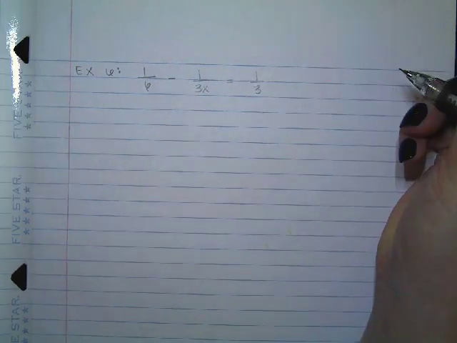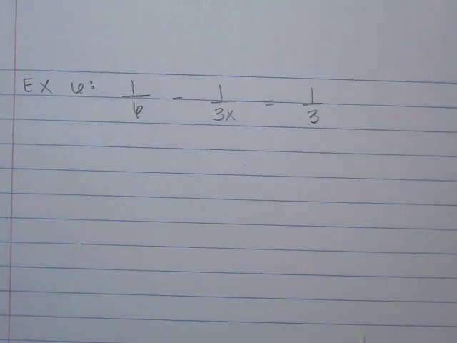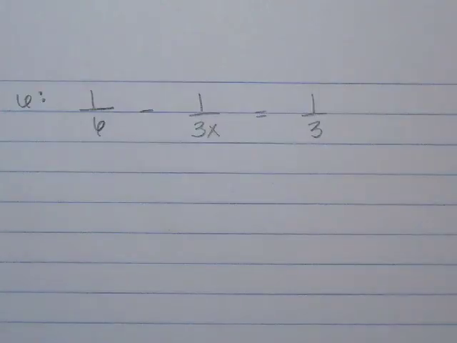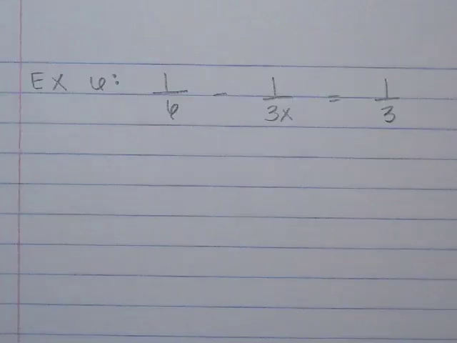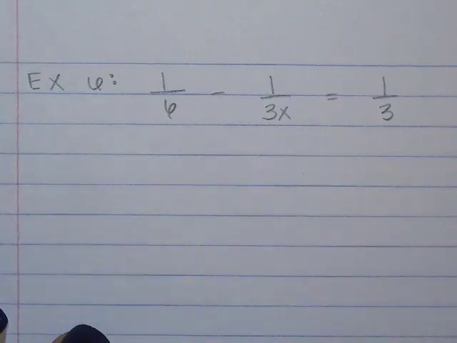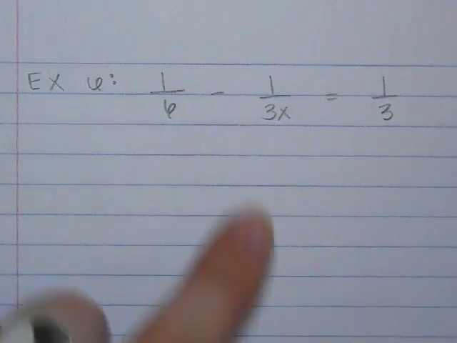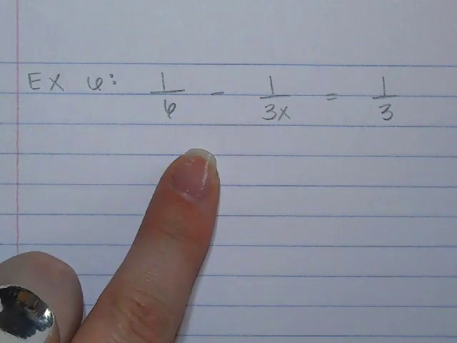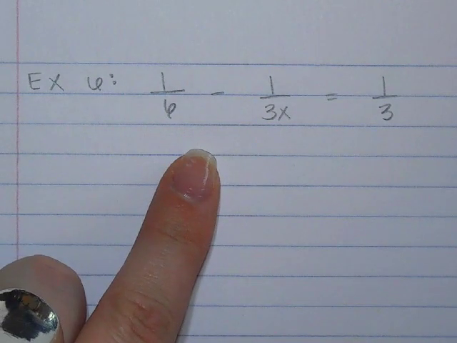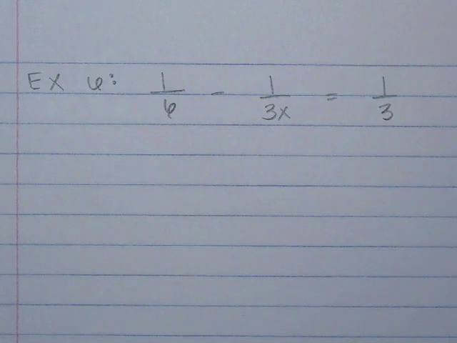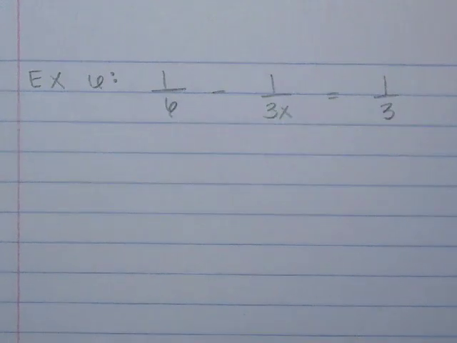Okay, so you're going to do 1 over 6 minus 1 over 3x equals 1 over 3. And in the beginning of the problem, we are subtracting fractions. And what do we always have to do if we're adding or subtracting fractions? Starts with a C. Common denominator.